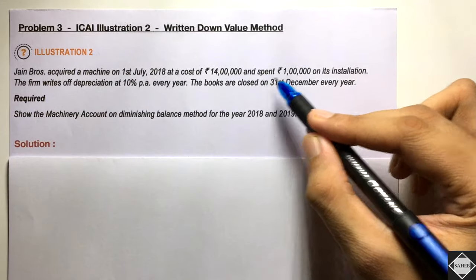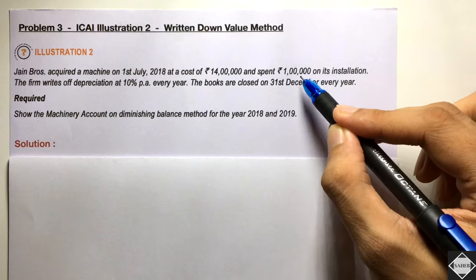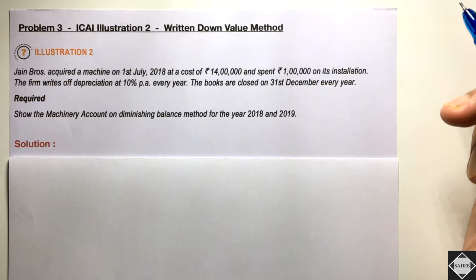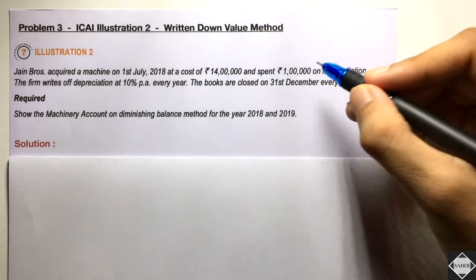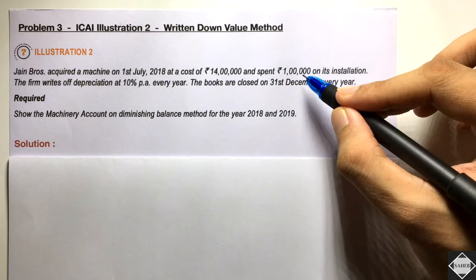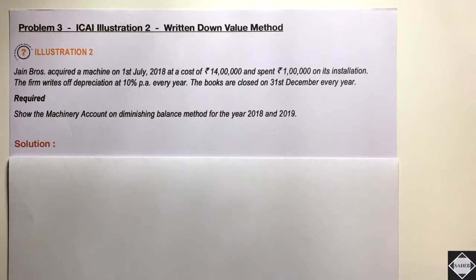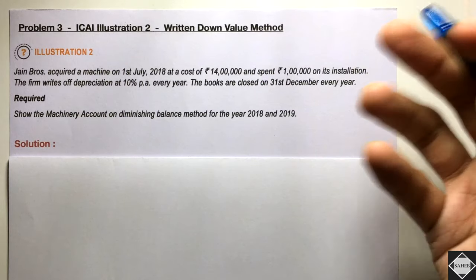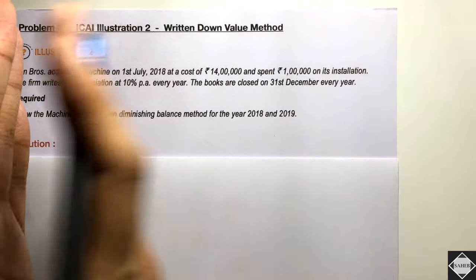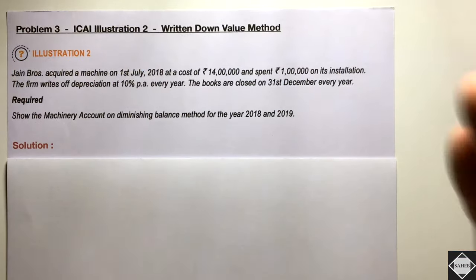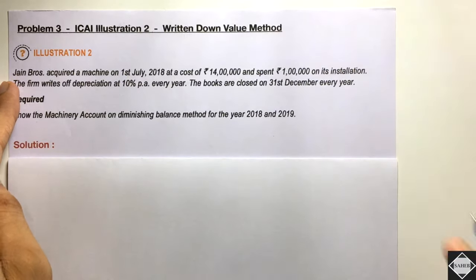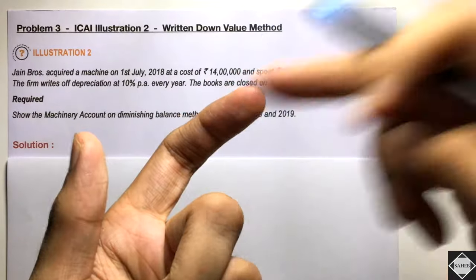So now see here, they are saying, and spent 1 lakh on its installation. Now this 1 lakh will become a part of the cost of the asset. 14 lakh plus 1 lakh. Why are we adding 1 lakh with 14 lakh and saying that it's a cost of the asset? Because this 1 lakh is directly connected with the acquisition of the asset. You have to make the asset available to use, then only you can charge the depreciation. So whatever expenses you incur to make the asset available to use, between when you purchase the asset and when the asset is available to use, all that is capitalized, all that is added with the cost of the asset. Is that clear? So this 14 plus 1, that's equal to 15 lakh. 15 lakh is the cost of the asset, and on this you have to charge the depreciation.